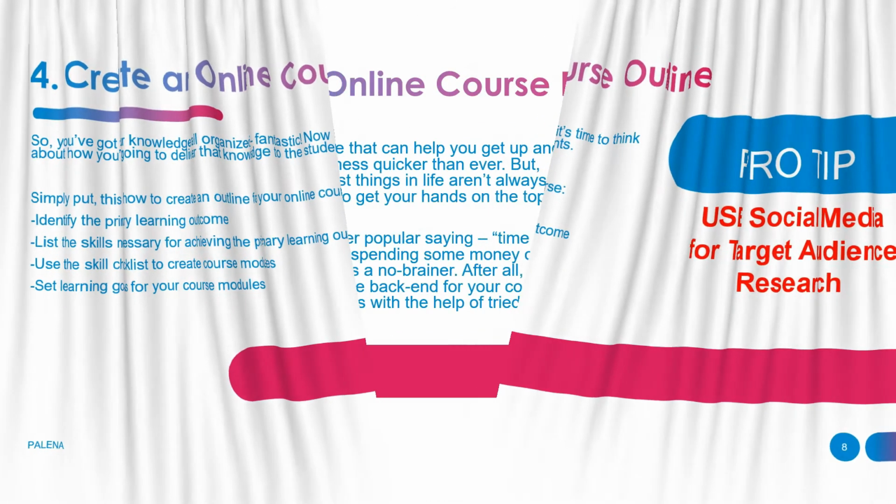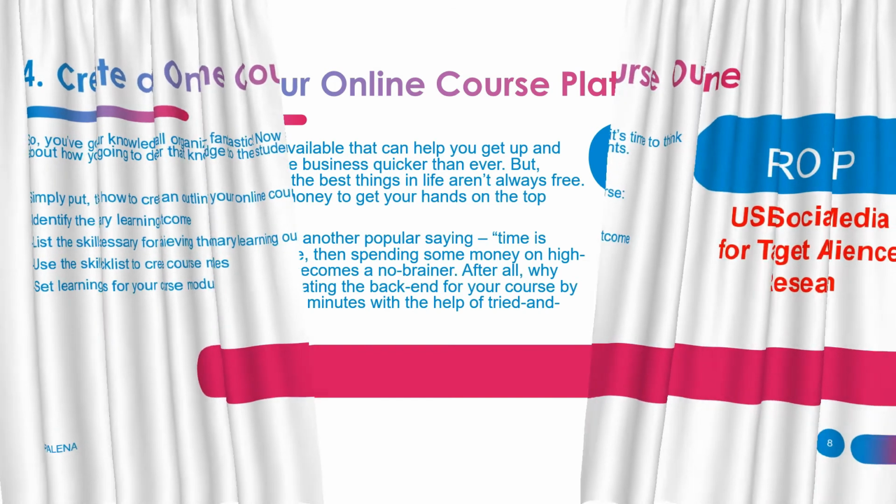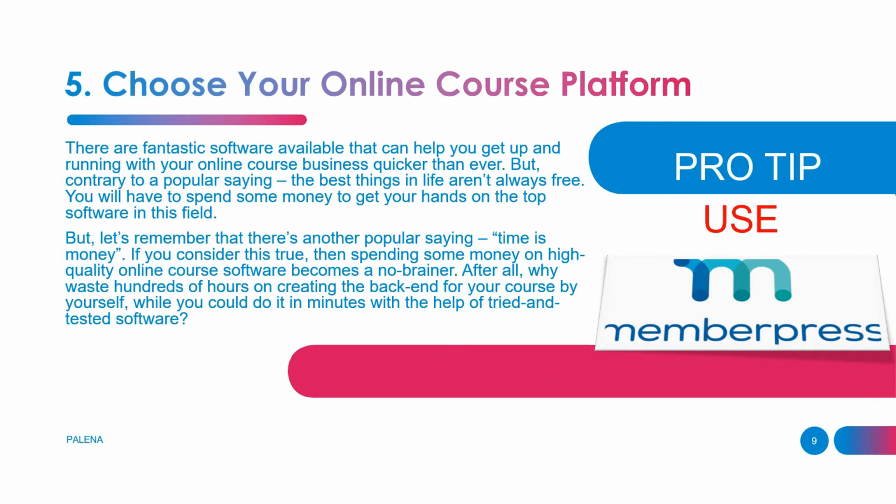And the fifth thing you should consider while creating an online course, the fifth step of creating your online course, is to choose your online course platform. This is a very important part. There is fantastic software available that can help you get up and running on your online course business quicker than ever. But contrary to a popular saying, the best things in life aren't always free. You'll have to spend some money to get your hands on top software in this field.